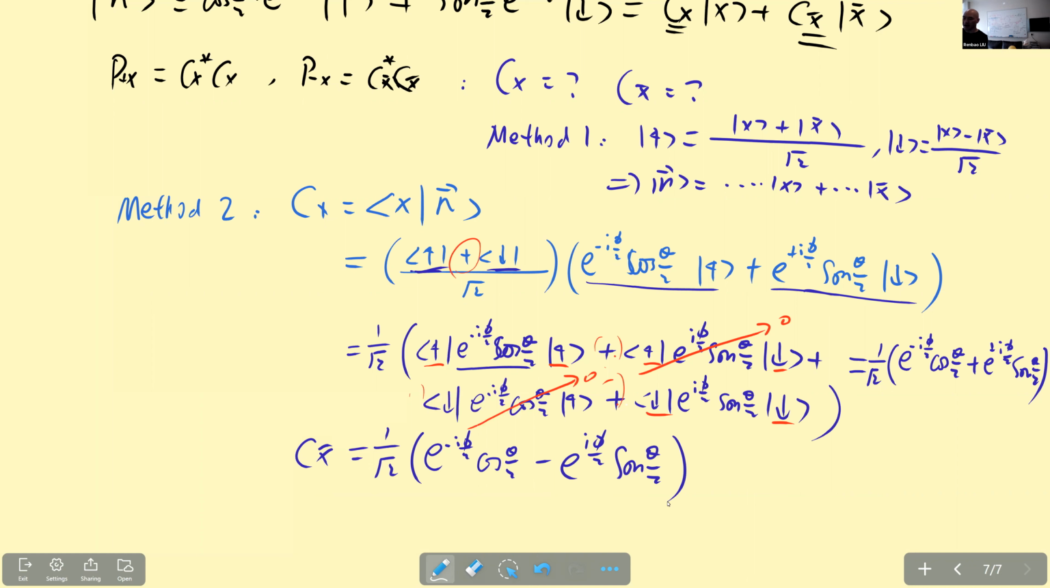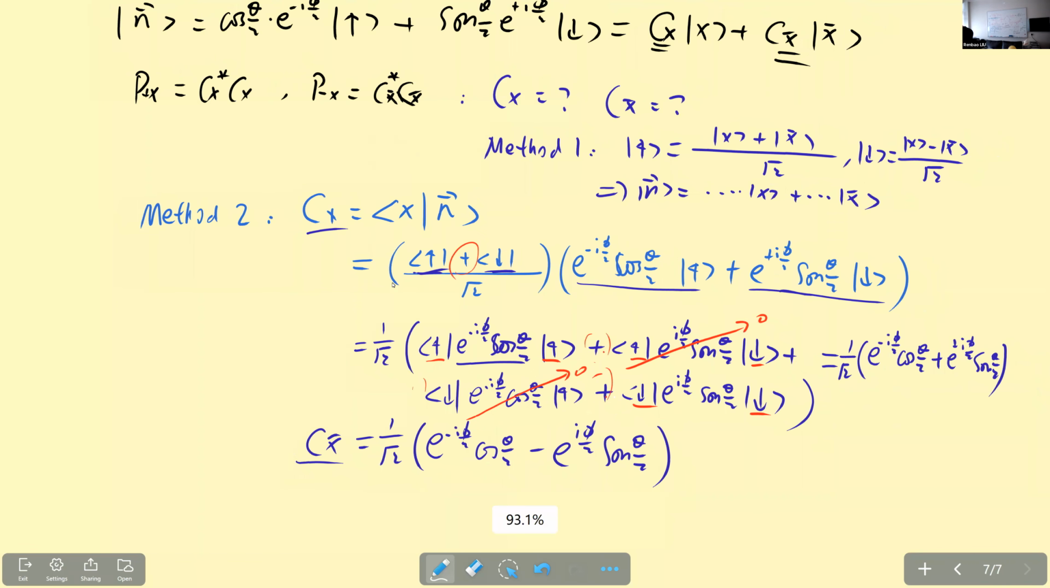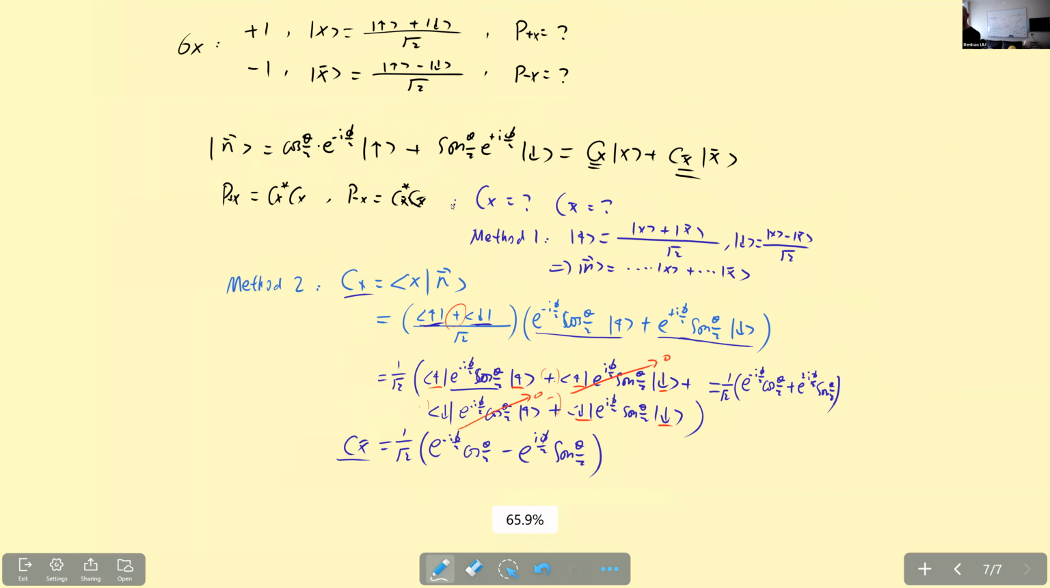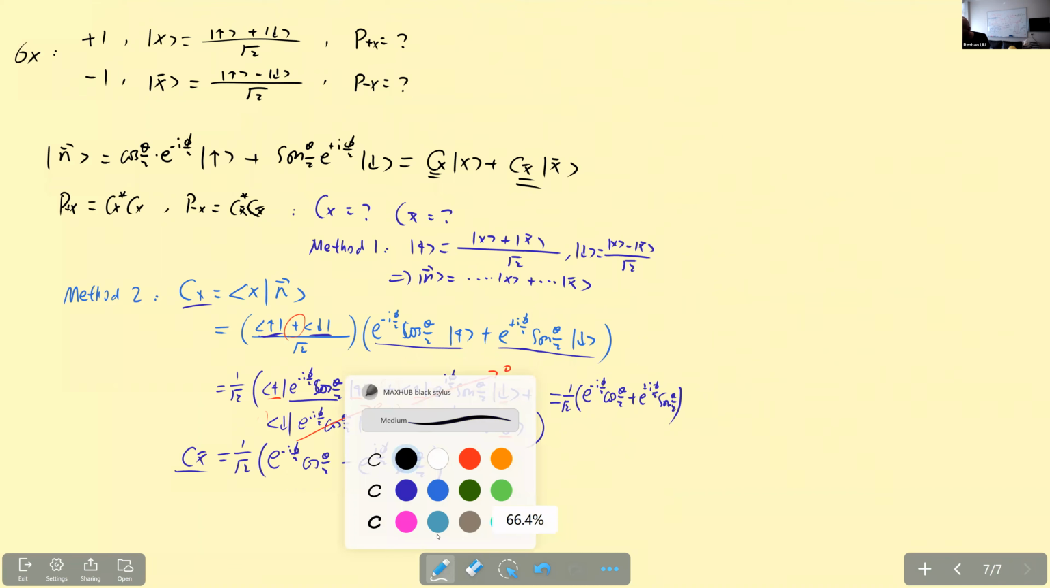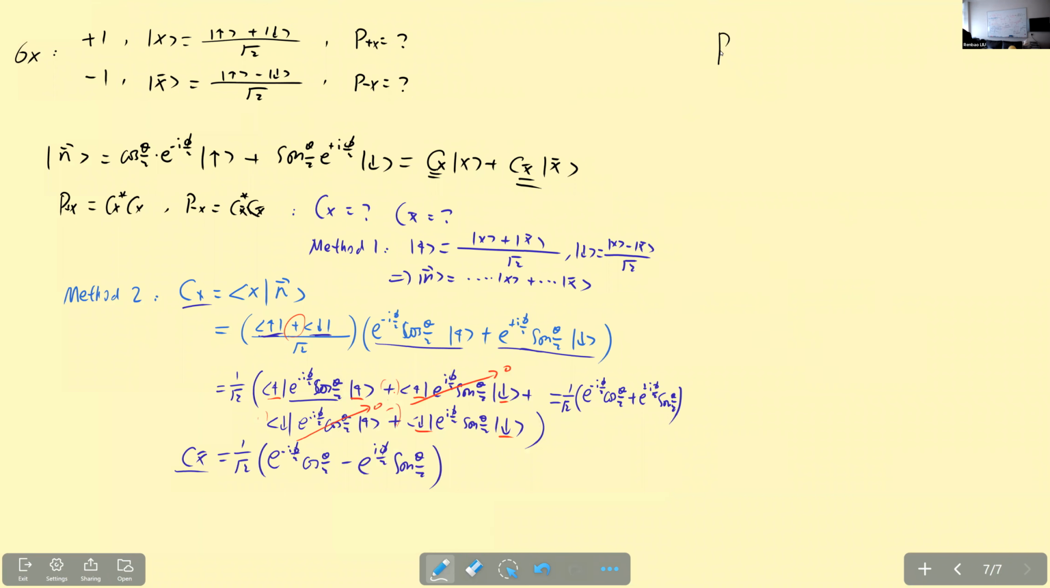So you got a Cx and a Cx bar. And now we can calculate the probability. Okay, so what is the probability? Okay, so P plus x is just equal to Cx modulus squared. You put this term right here. Okay, so what's the result?